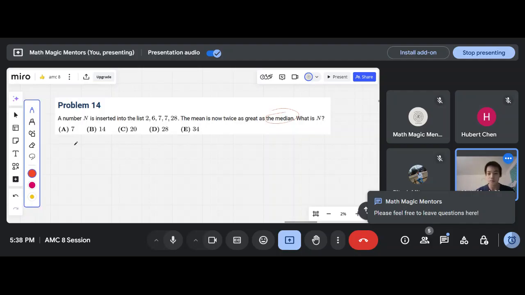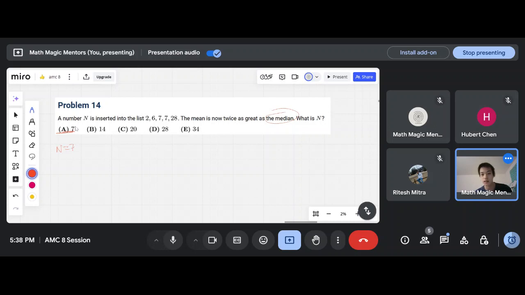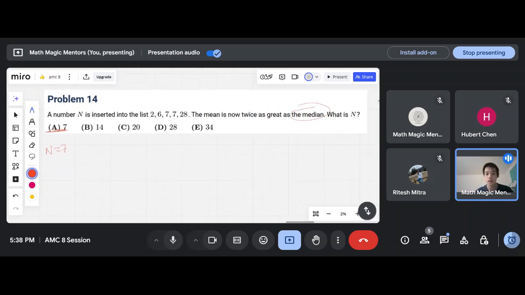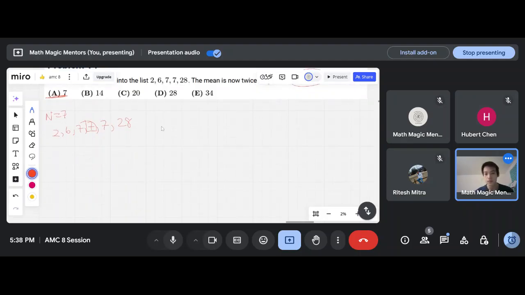So let's just try out some values for n and see what the median is, because again we don't know what the median is after inserting n. Obviously we don't know the mean yet. If n equals 7, then the list is going to look like 2, 6, 7, 7, 7, 28. Okay, and the median is 7. That's nice. Let's try 14.